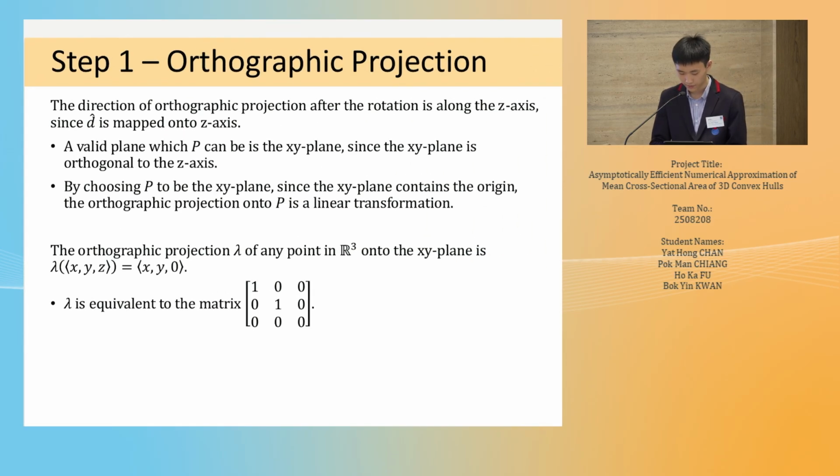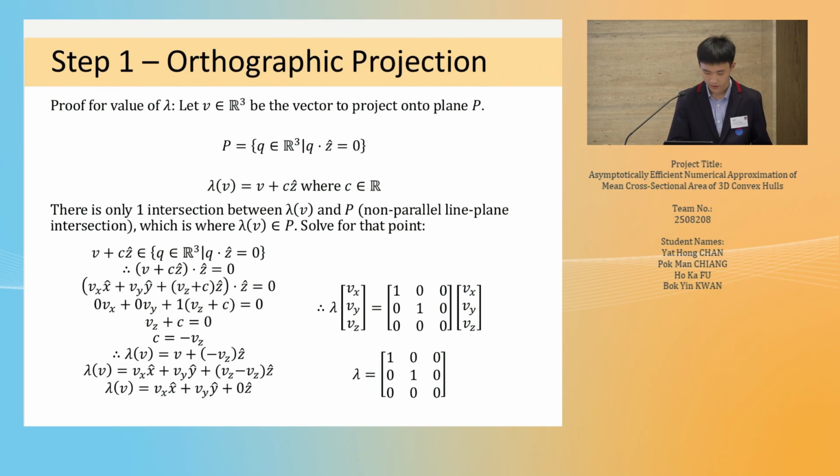The most trivial plane with normal vector along the z-axis is the xy plane, so we use the xy plane as P. The orthographic projection lambda onto the xy plane is equal to this 3x3 matrix. Here is the proof for lambda.